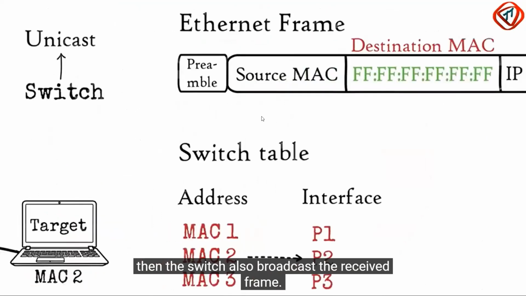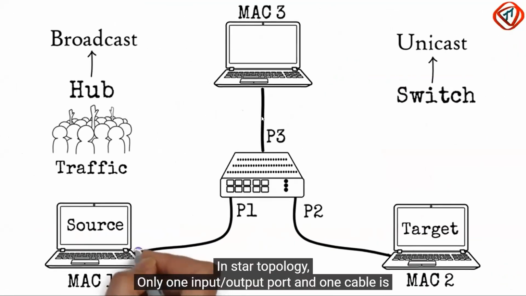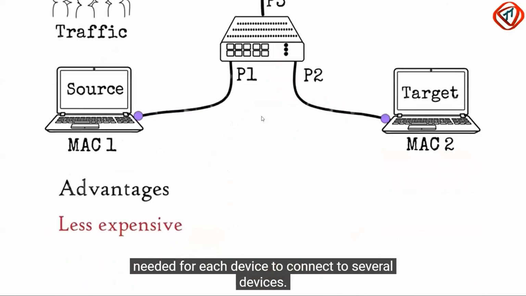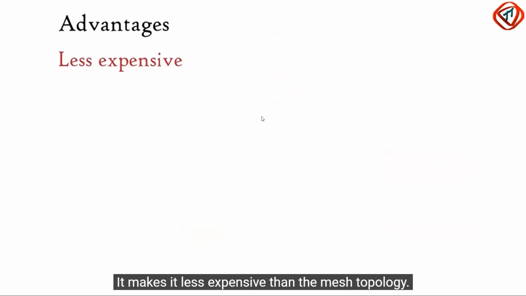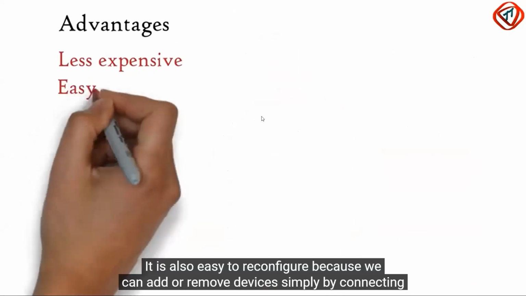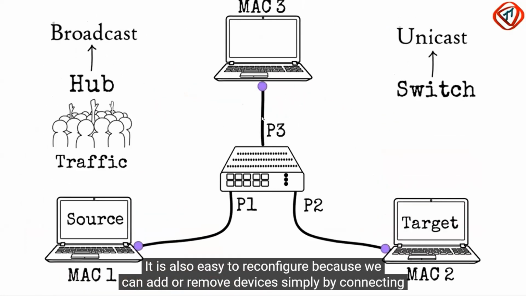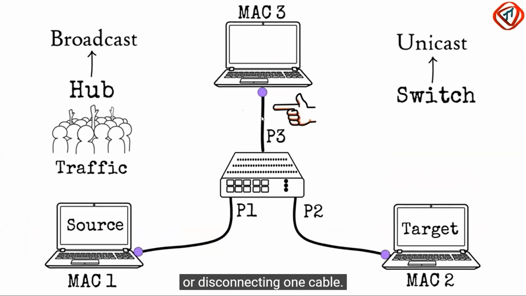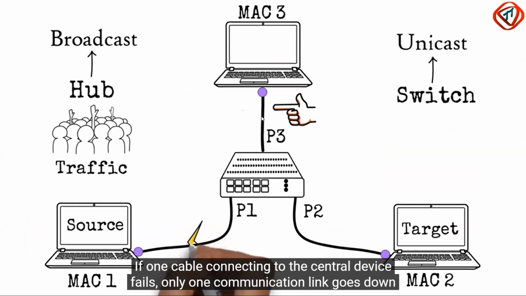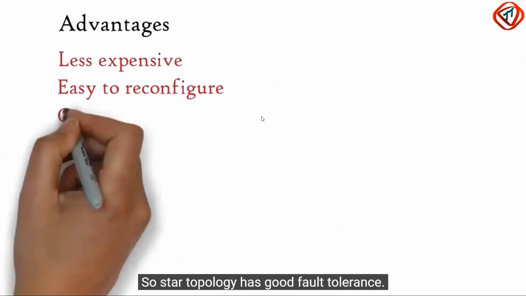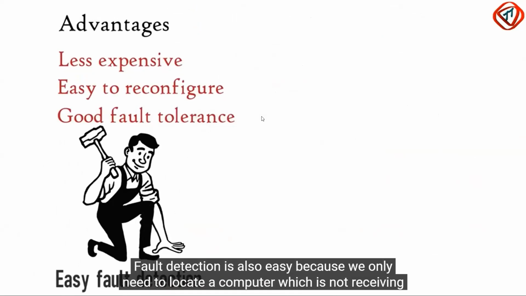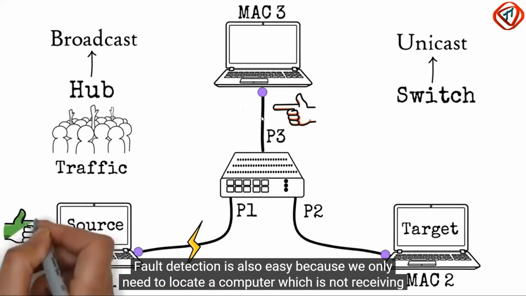In star topology, only one input-output port and one cable is needed for each device to connect to several devices. It makes it less expensive than the mesh topology. It is also easy to reconfigure because we can add or remove devices simply by connecting or disconnecting one cable. If one cable connecting to the central device fails, only one communication link goes down and not the entire network. So, star topology has good fault tolerance. Fault detection is also easy because we only need to locate a computer which is not receiving data.